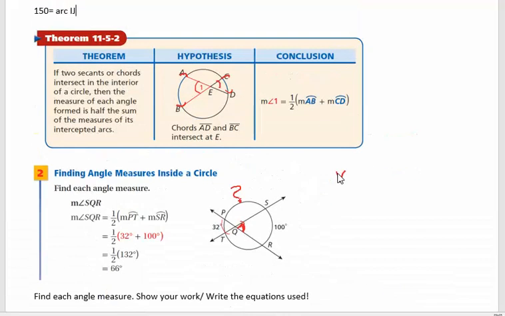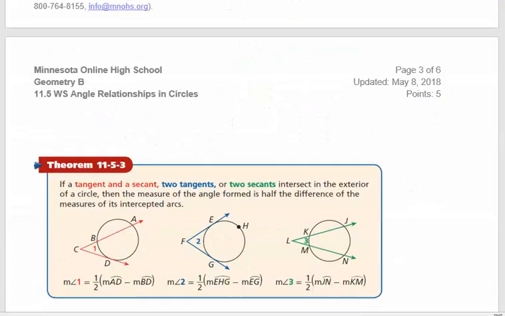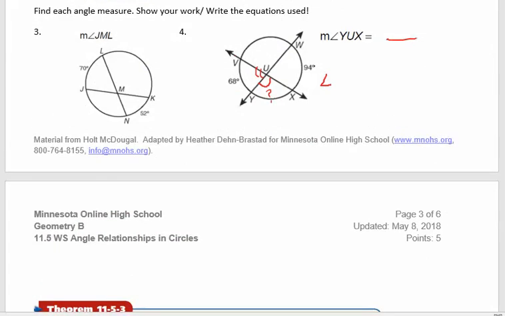Angle VUY will be equal to half of the measure of the sum of the intercepted arcs here and here. So 68 plus 94. Once I find this answer, that will be this angle right here again.